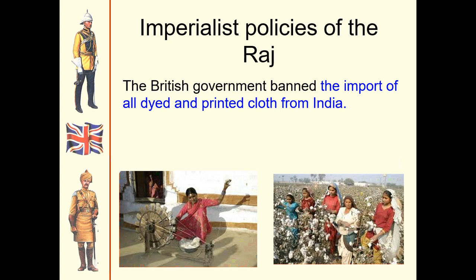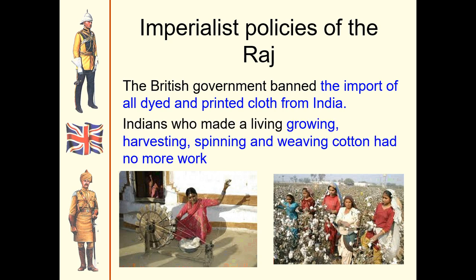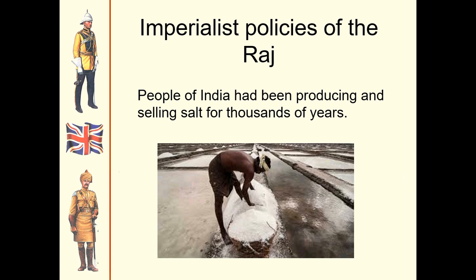And for that reason, the British government banned, which means they made it illegal, to import all dyed and printed cloth from India, right? And this was done to promote their own textile industry, their own cotton cloth industry in Britain. And so Indians who made a living growing, harvesting, spinning, and weaving cotton had no more work, right? This impacted a lot of people in India in a negative way, right?